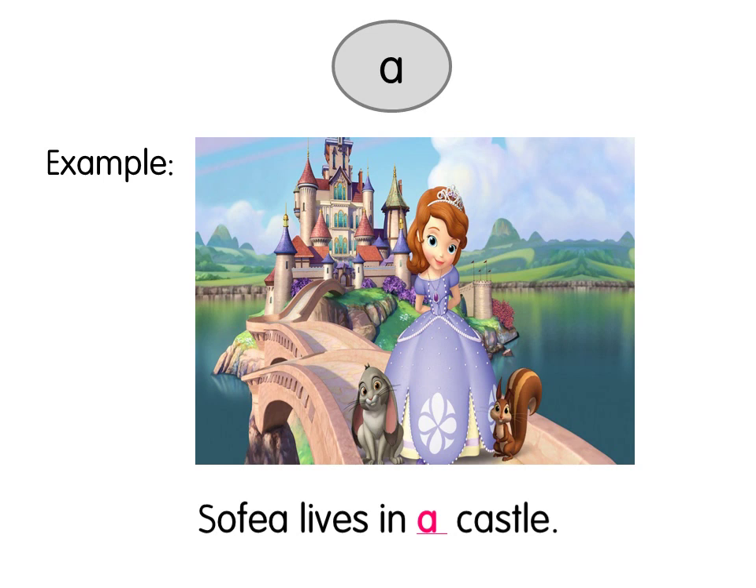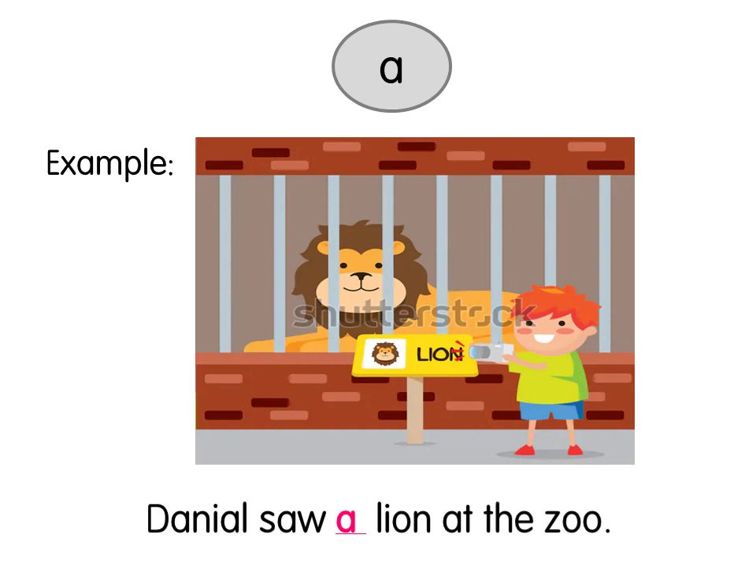Let's see the examples in sentences. Sophia lives in a castle. So the first sound for castle is k, and there is only one castle. So we say Sophia lives in a castle. Let's look at the next example. Daniel saw a lion at the zoo. How many lions can you see at the zoo? In the picture, there is only one lion, so you have to use a lion.